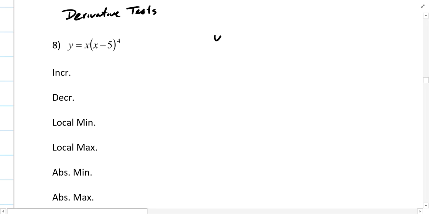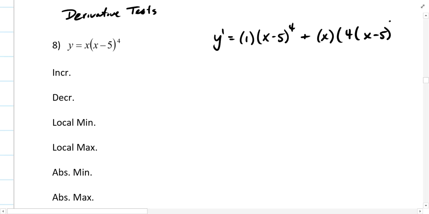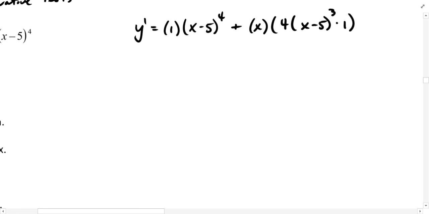So let's start by finding the first derivative. Y prime in this case, well, it looks like we're going to need a product and chain rule here. The derivative of the first function is 1 times the second function plus the first function times the derivative of the second. Now the derivative of the second does require the chain rule, but it's not too bad because the derivative of the outside, 4 times something cubed, times the derivative of the inside, well, that inside derivative is just 1.